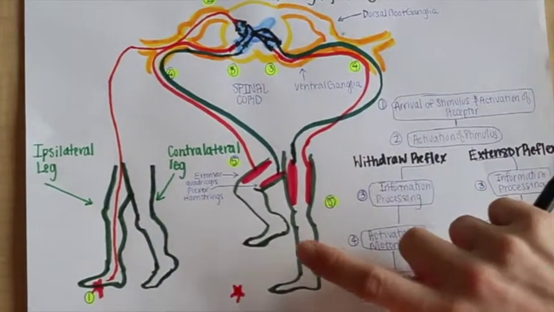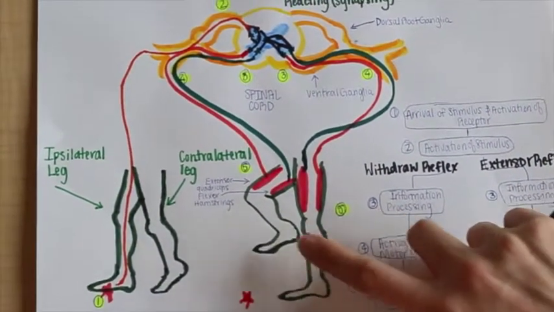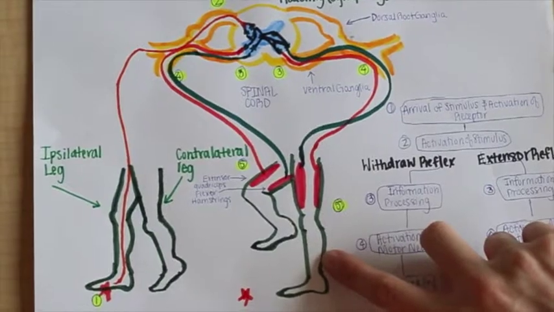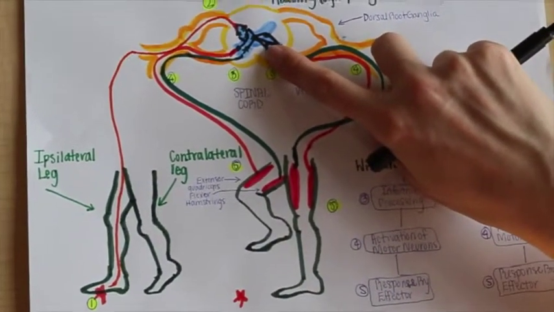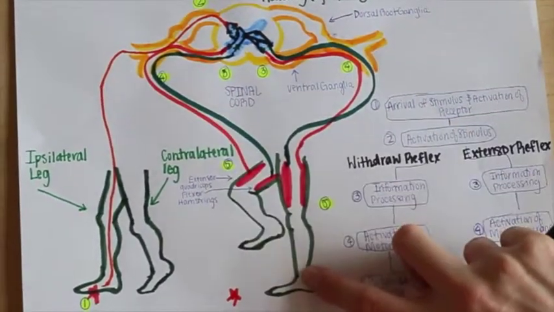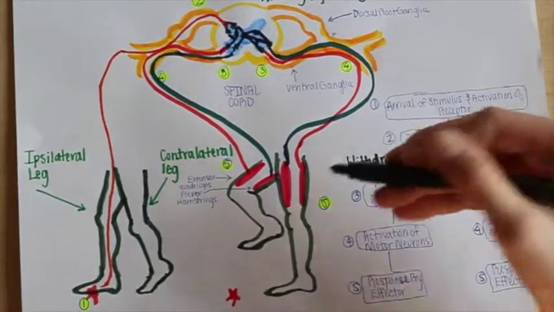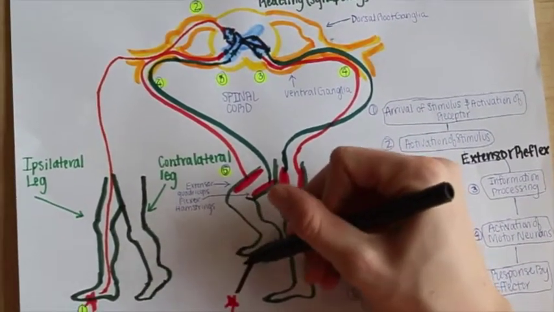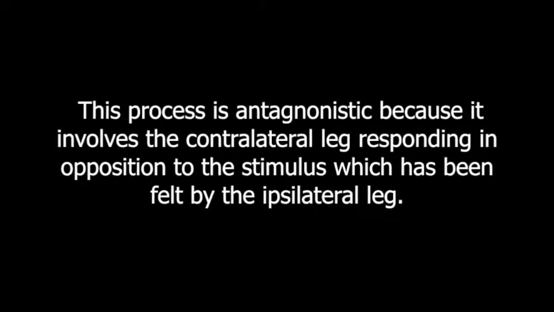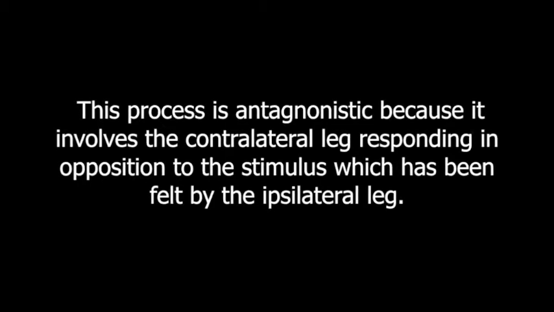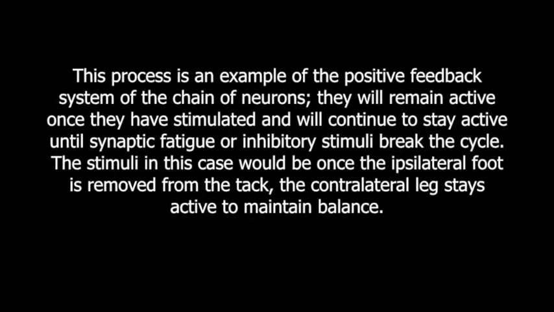Conclusively, the reverberation between the ipsilateral leg and the contralateral leg is excited across the midline of the spinal cord in order to stabilize the body so that the ipsilateral leg can pull back from the tack, which is the stimulus. This process is antagonistic because it involves the contralateral leg responding in opposition to the stimulus which has been felt by the ipsilateral leg. This process is an example of the positive feedback system of the chain of neurons.